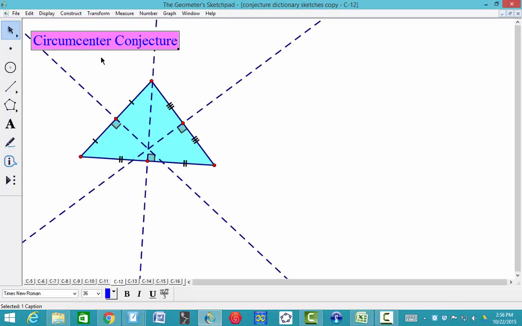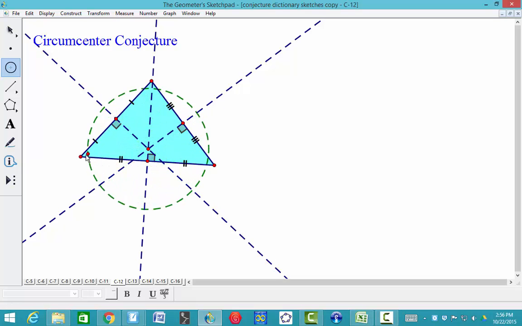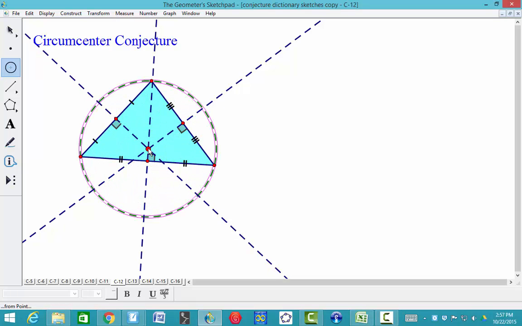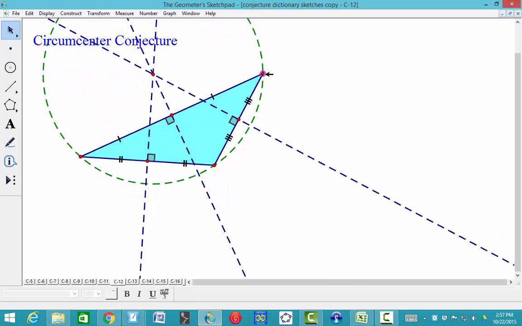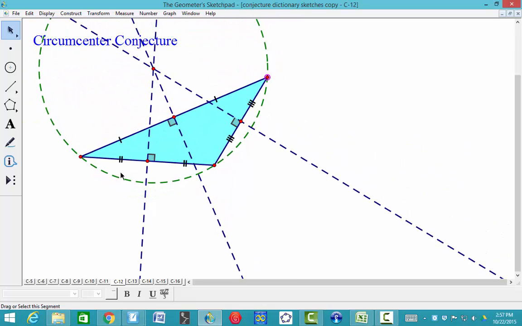Conjecture number 12, the circumcenter conjecture. If you construct the 3 perpendicular bisectors of each side of a triangle, and you measure the distance from that point to the vertex of the triangle, you will see that it is equidistant to each vertex. So no matter how the triangle moves, that point is always the center of the circle that circumscribes the triangle. Again, this point, the circumcenter, is equidistant to each vertex of the triangle.